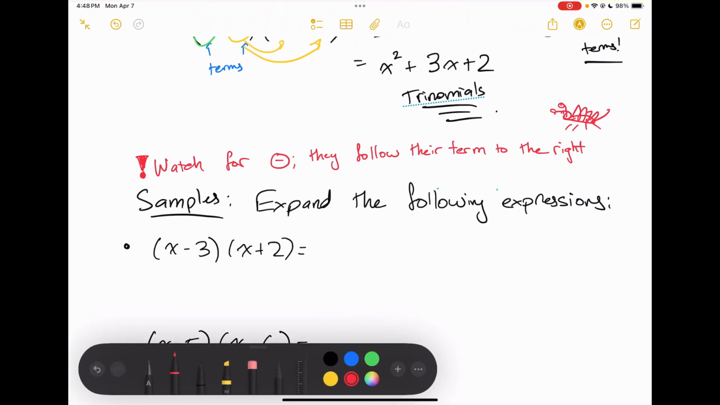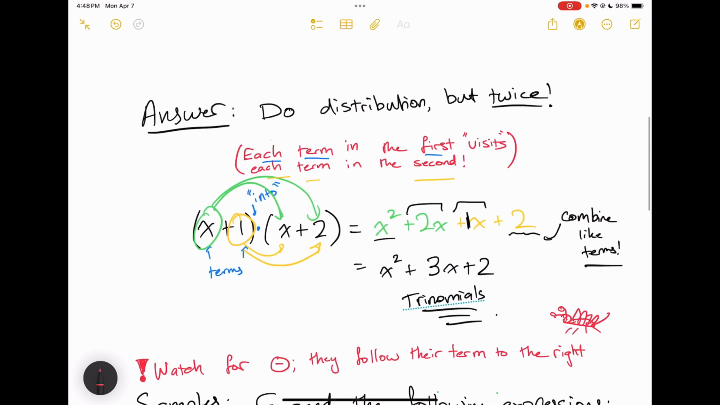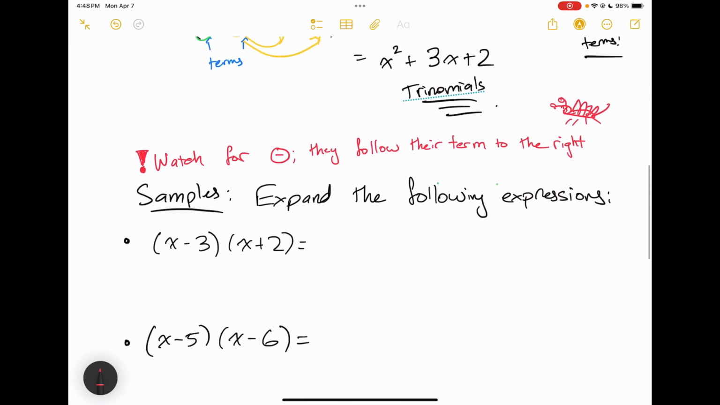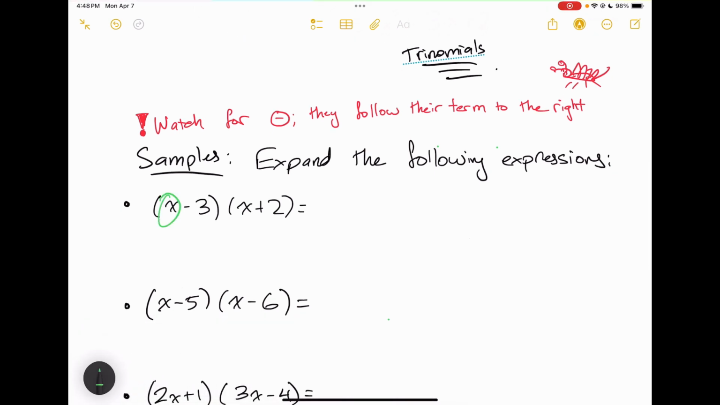Starting off with this example, x minus 3 into x plus 2. Keep in mind the comment that I set up here. Each term in the first is going to visit each term in the second. Always start off with the very first one you see, this x. And that's going to visit each thing in the second. It's very similar to before. X times x is x squared, don't forget that. Plus x times 2, 2x.